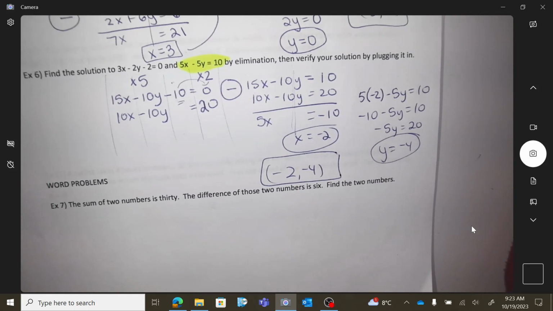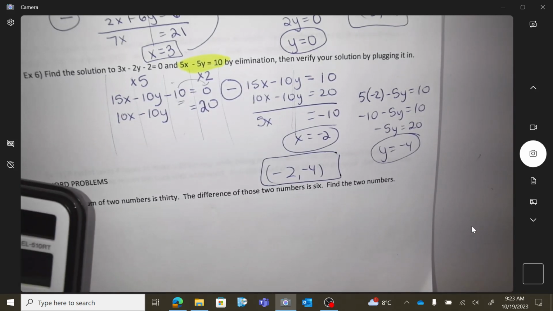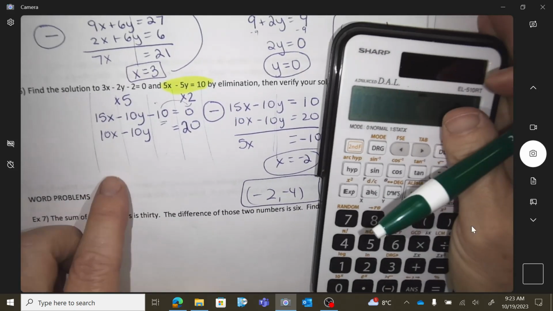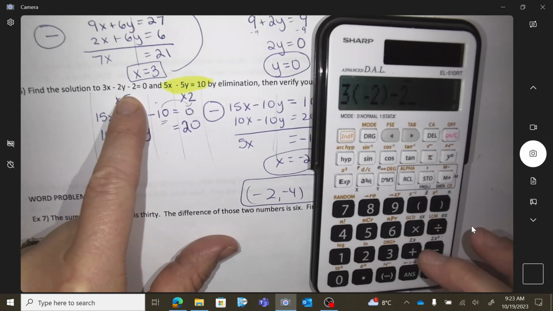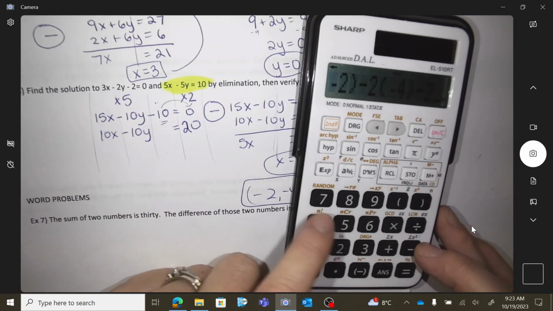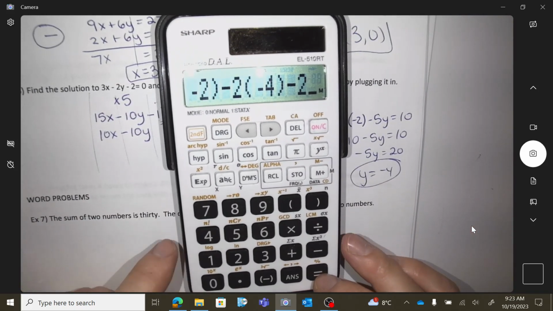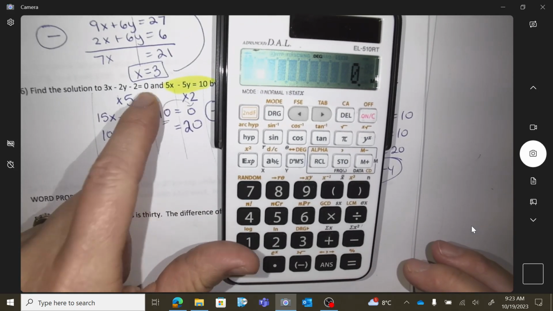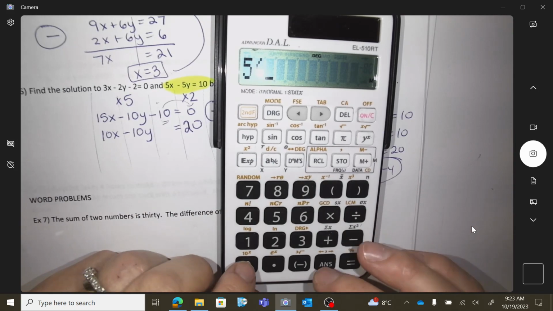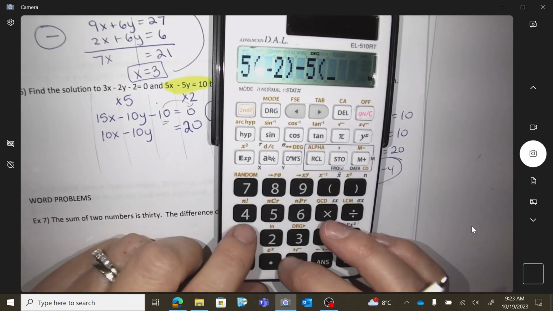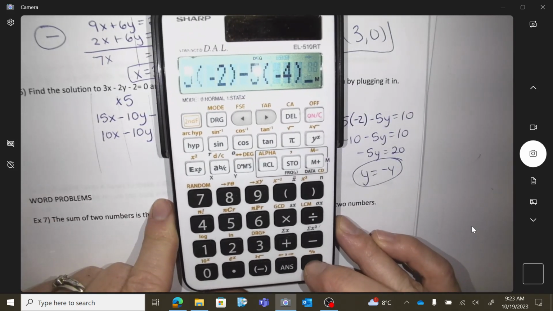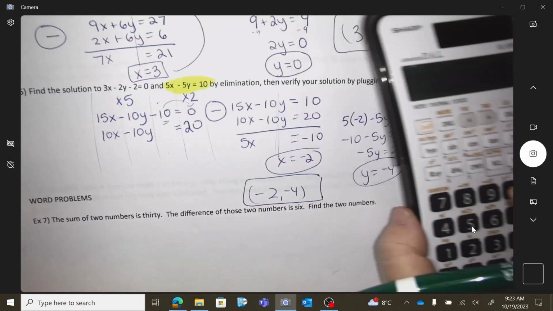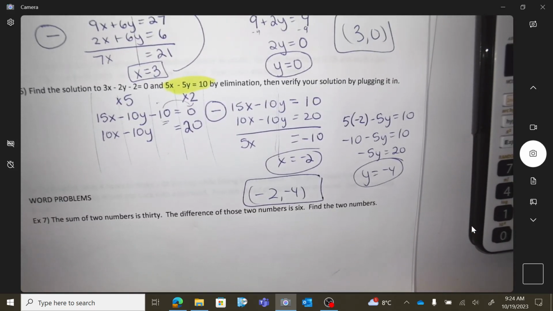You know what? I feel like that was a little bit of a harder problem, so I'm going to check my answer. Okay, so I'm going to go into this equation, 3 bracket negative 2 minus 2 bracket negative 4 minus 2. And when I hit equals, it should be a 0. Okay, that was good. 5 bracket negative 2 minus 5 negative 4. And when I hit equals, it should equal 10. Good. Boom, we got it right. Okay, you're your own answer key on your test.